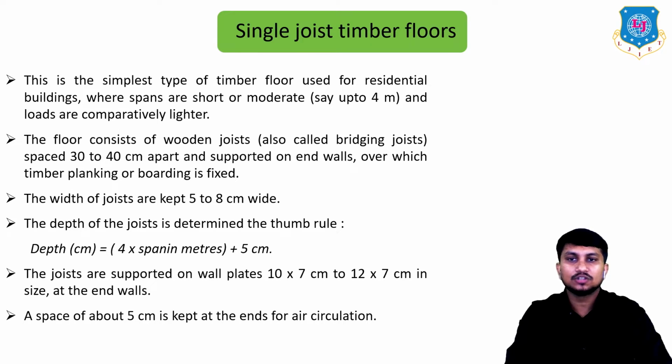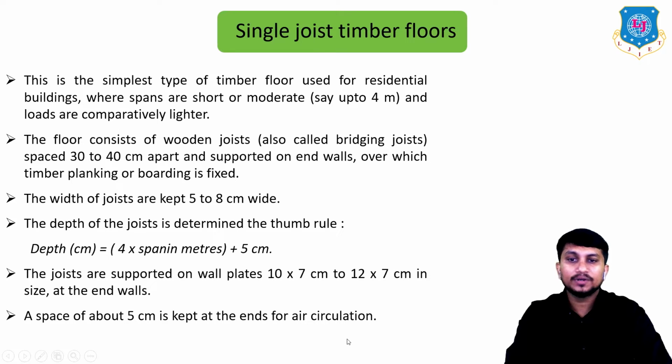The floor consists of wooden joists, also called bridging joists, spaced 30 to 40 centimeters apart and supported on end walls, over which timber planking or boarding is fixed. The width of joists is kept 5 to 8 centimeters. The depth of joist is determined by the thumb rule: depth is equal to 4 times span in meter plus 5 centimeter.